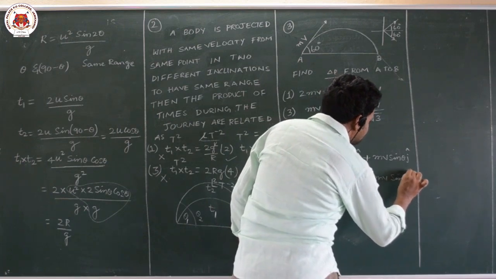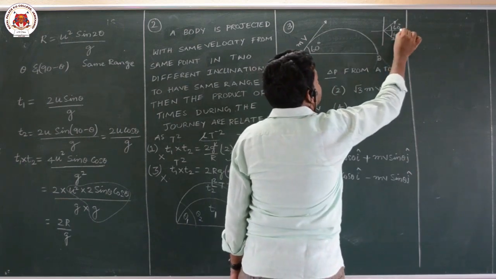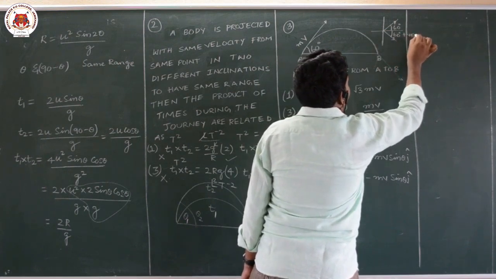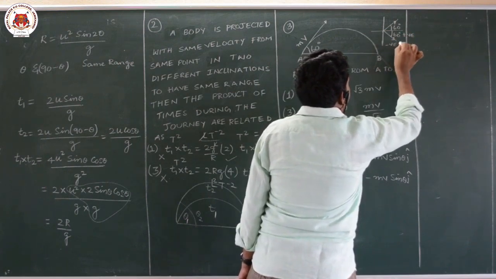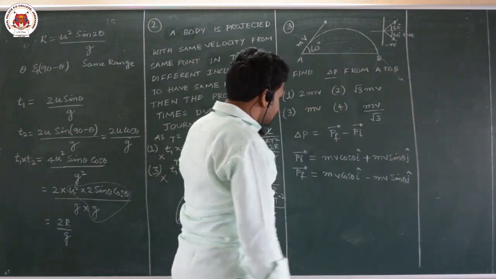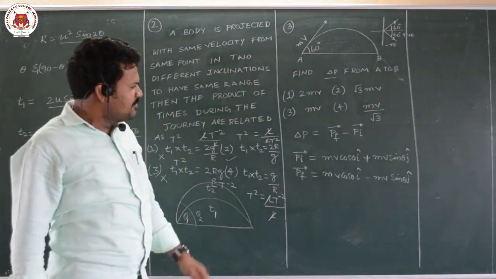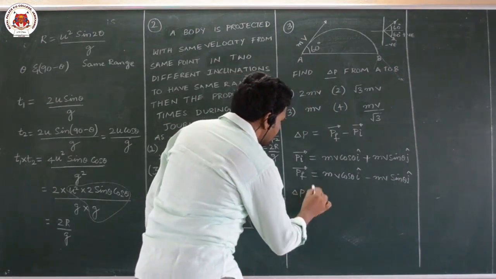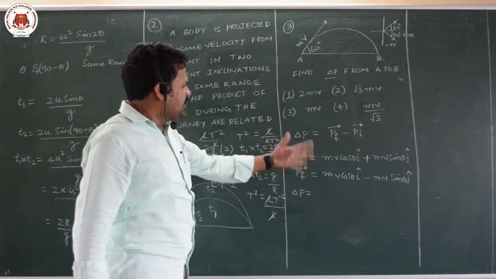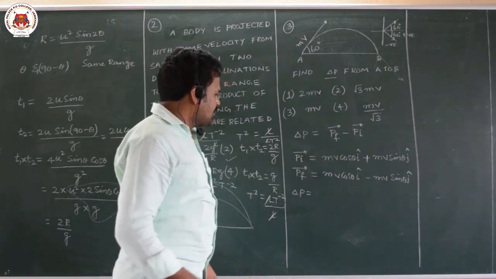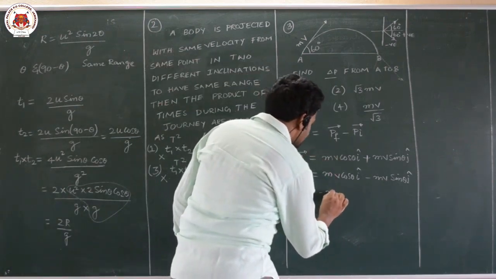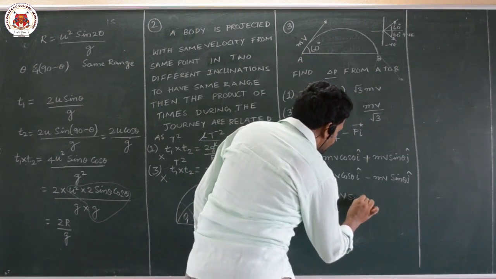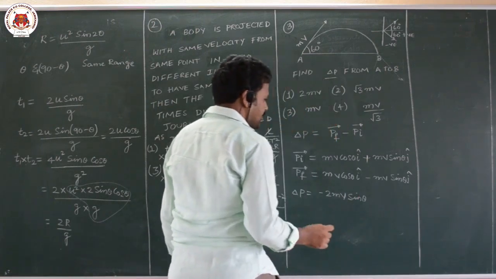Why am I writing minus here? See, in this coordinate system, x is positive, y is negative. So, that is why I have written like this. Now, just find the change in momentum, very simple. Delta p is equal to final minus initial, these two will get cancelled and it is minus 2 mv sin theta j cap.